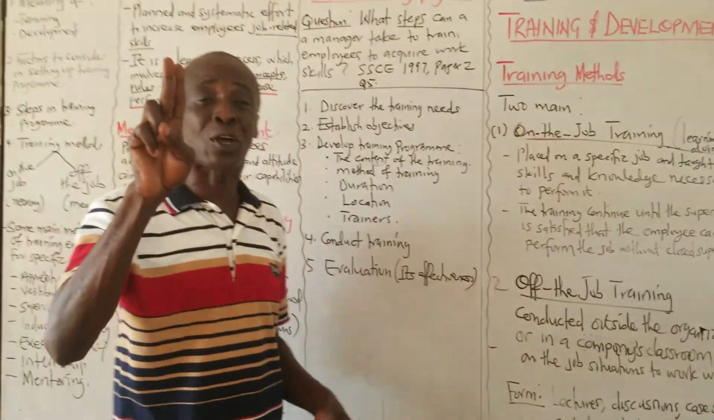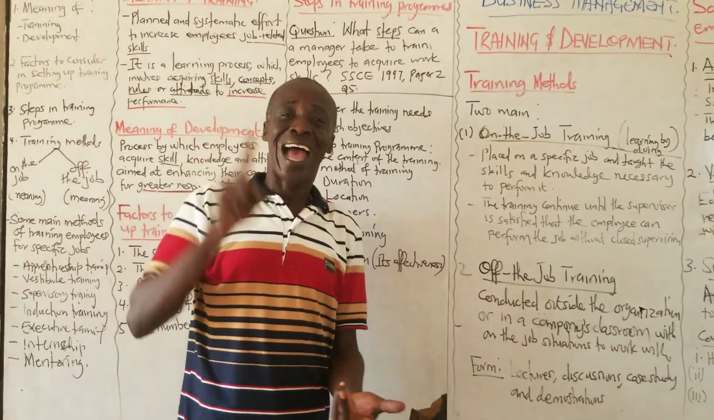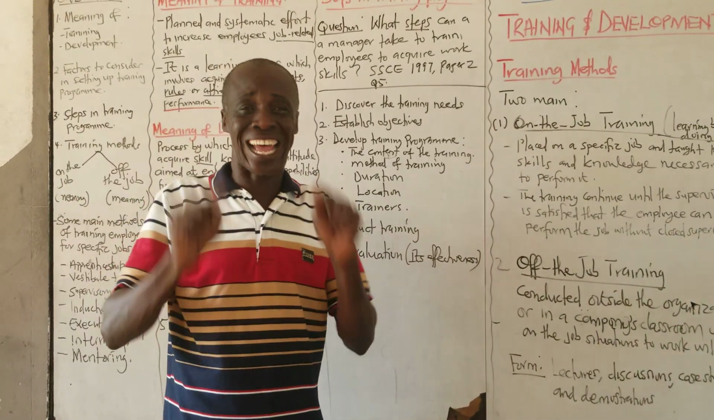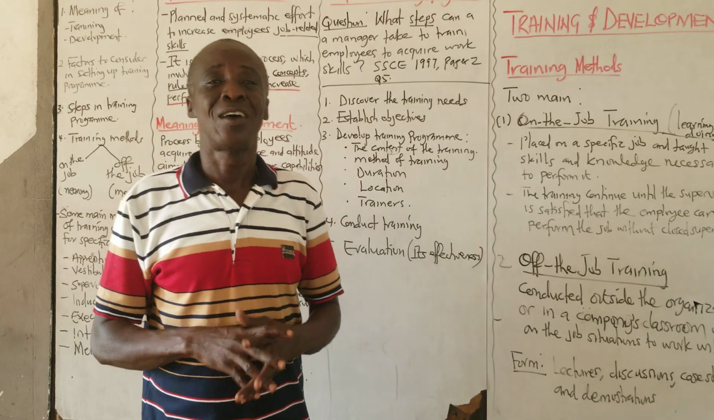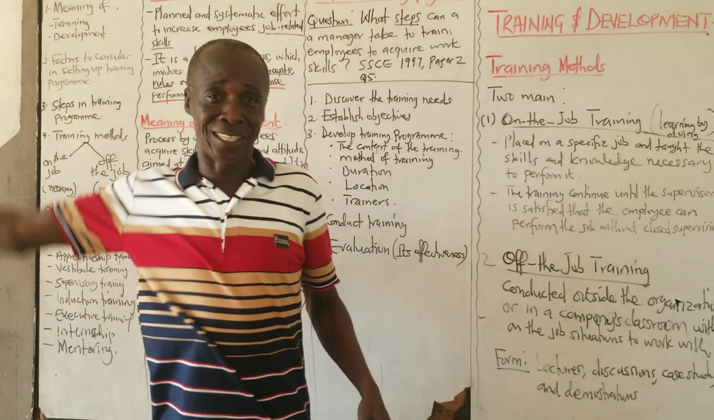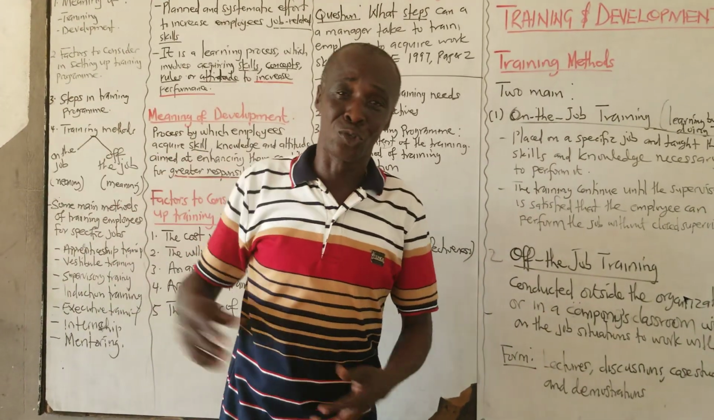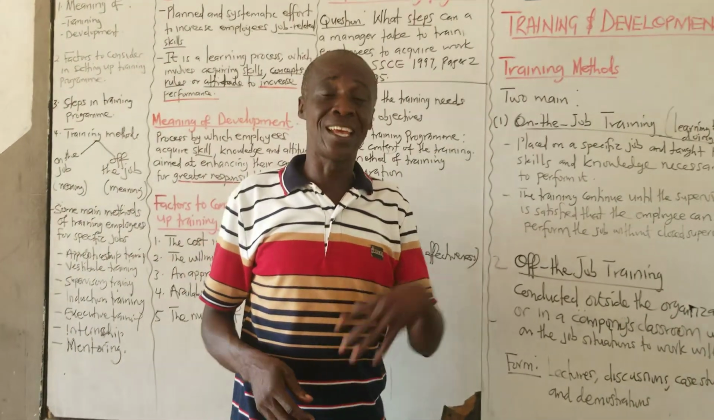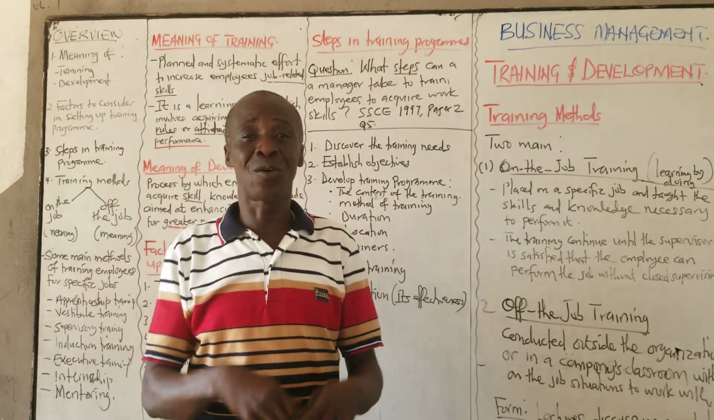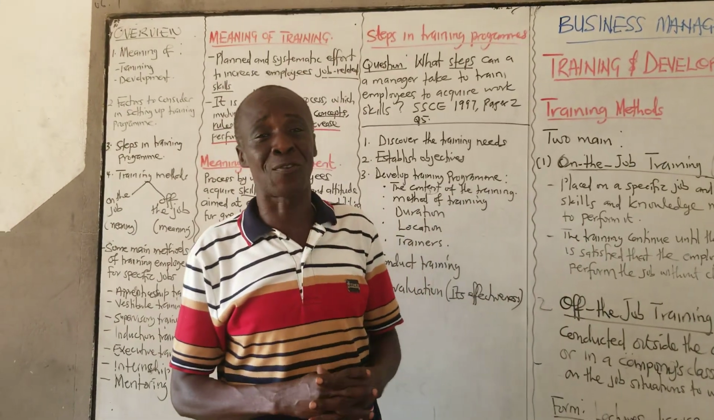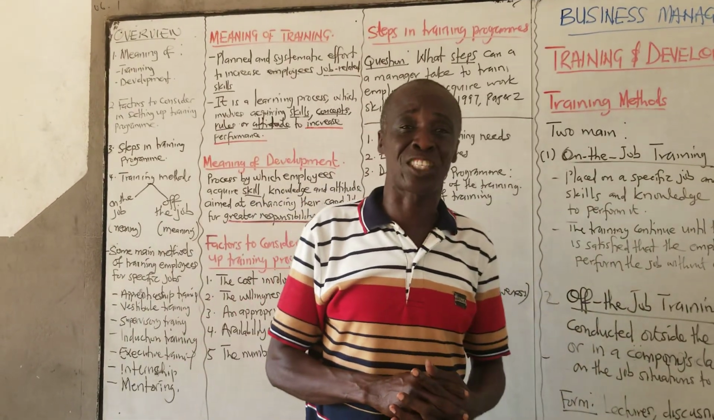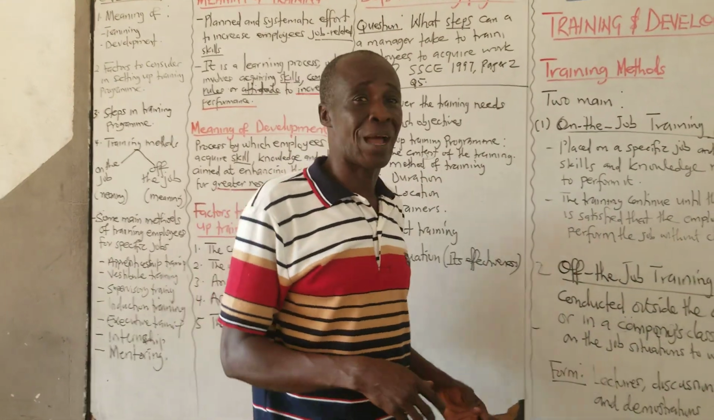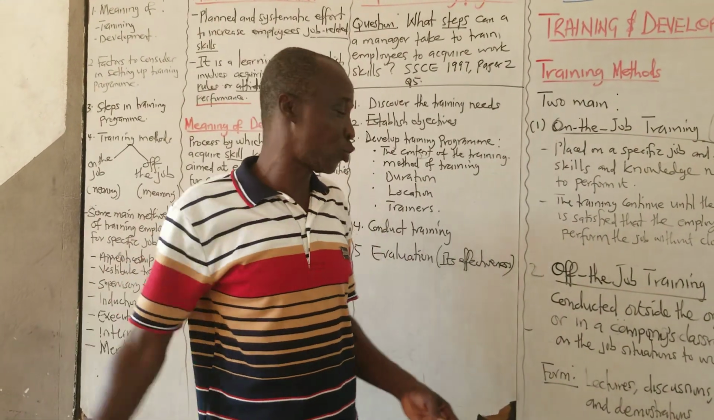So off the job, I've talked about two things. Remember, either you are going to the organization's classroom to learn, or you leave the organization altogether and go elsewhere in school, University of Cape Coast, Legon, Gimpa. Some people can even travel abroad. They can be given a scholarship to travel abroad. So that can happen. That is off the job.